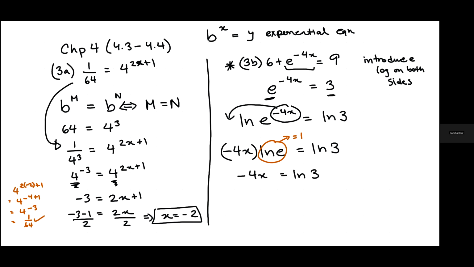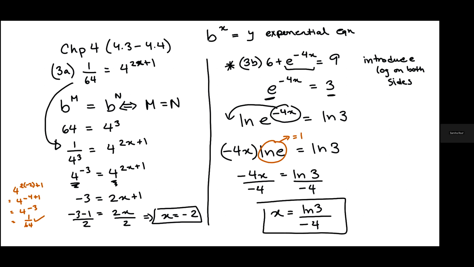And then finally, we could divide both sides by negative 4. So this gives us x equals natural log of 3 over negative 4. That would be your final answer. It's better to keep it in exact form, so you could just stop here. You don't need to convert it to a decimal unless the question specifies to give a few decimal places. Aside from that, you just keep your final answer in this way.